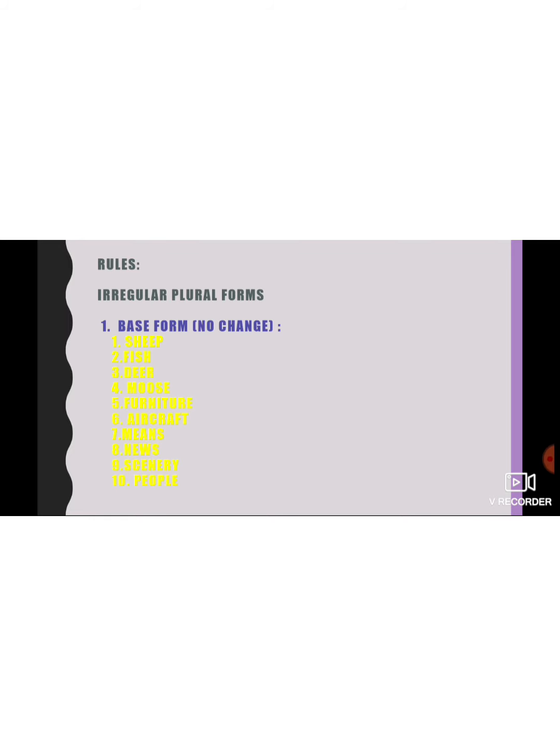In this class we are going to see some rules. So let's see the first rule, which is base form. Base form means we have the same spelling for the plural and singular noun. The same word we can use for both singular and plural nouns. For example, sheep, fish, deer, moose, furniture, aircraft, means, news, scenery, people. These words can be used for both singular and plural nouns, with the same spelling.